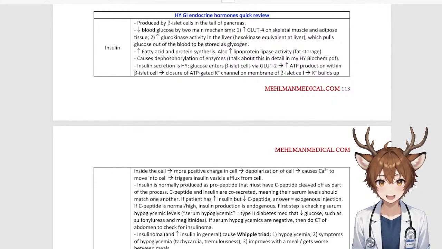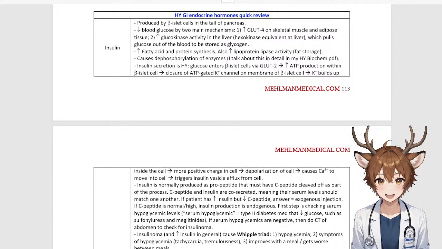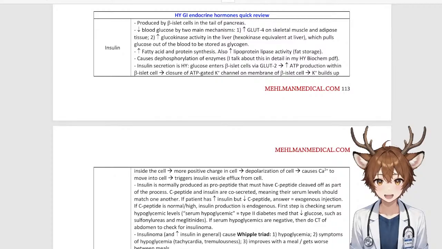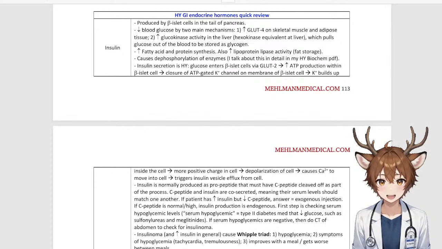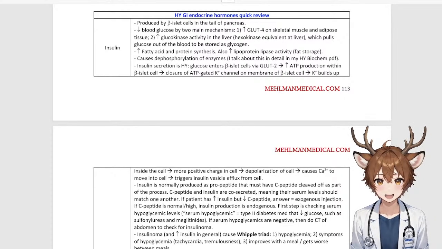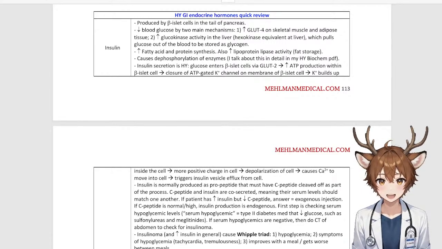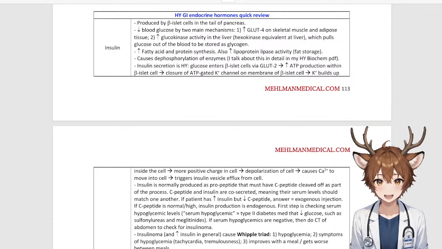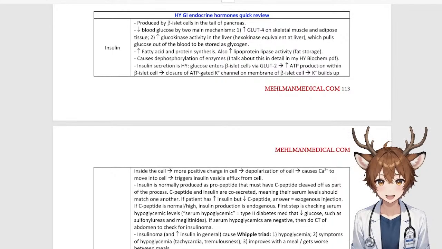Now we're going into our next section. We're on high-yield GI endocrine hormones, quick review. Now we're on page 113. I don't remember what page we're supposed to finish up on. It's more than 40 pages for this one, I believe. But again, the earlier pages were not too crazy. So, yeah, what are you going to do?